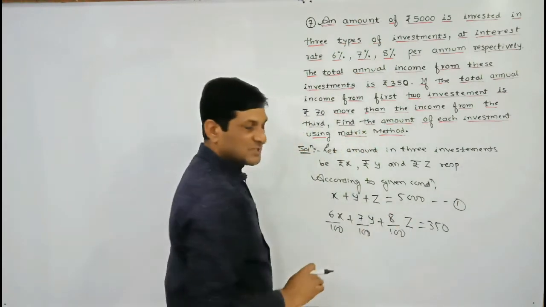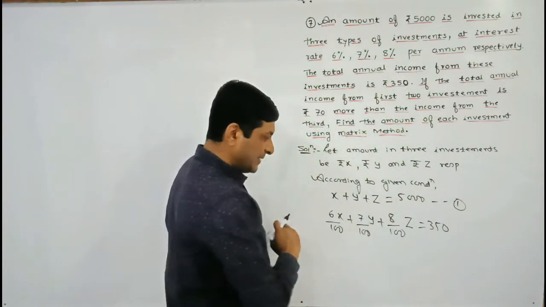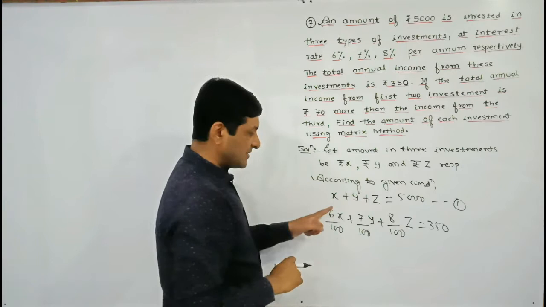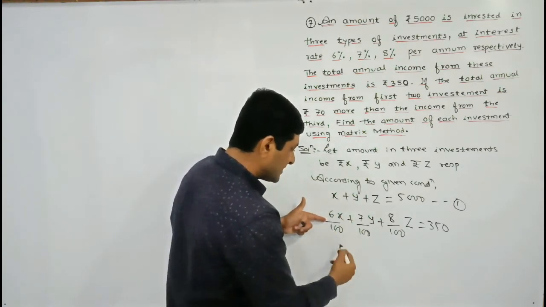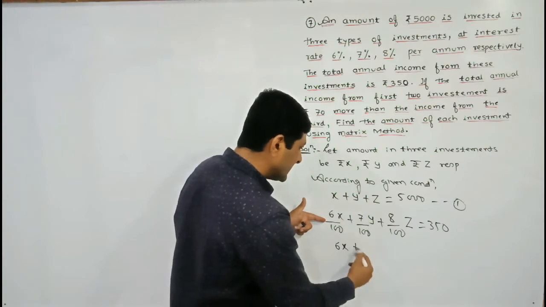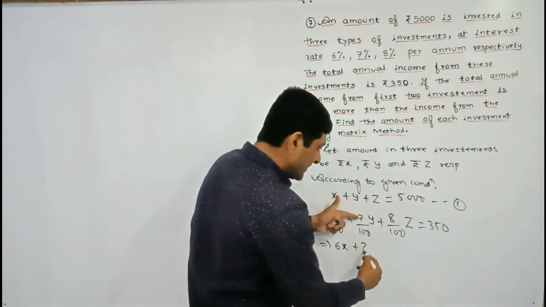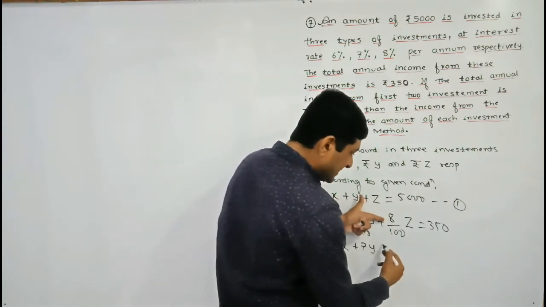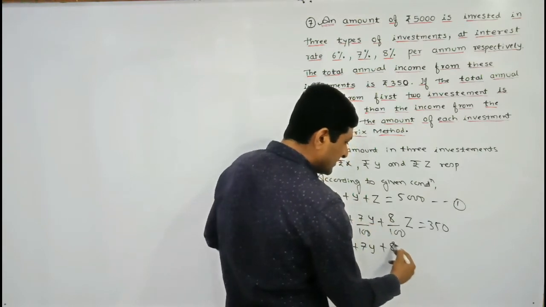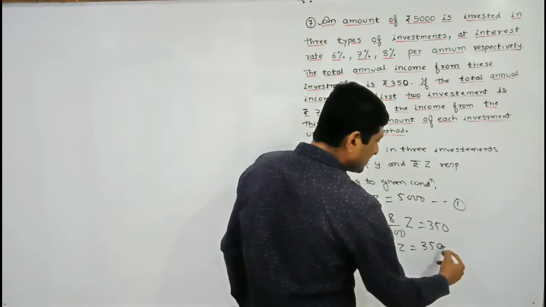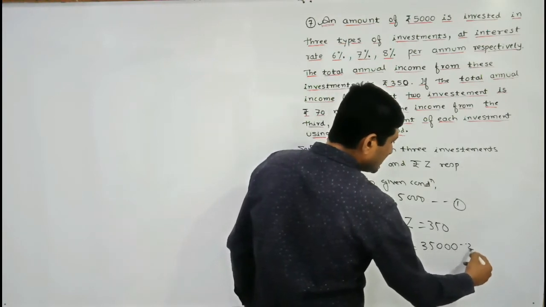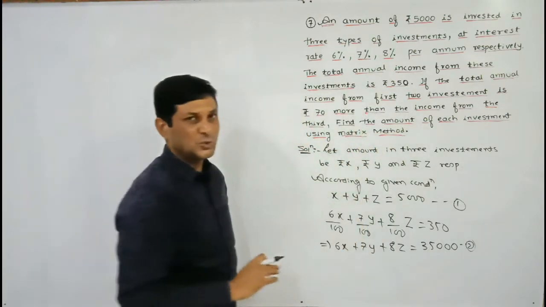Let us write down this equation in the simplest form. I am simply multiplying both sides by 100 to eliminate the fraction. If I multiply here by 100, the 100 will get cancelled and we will get 6x. Here we will get 7y. If I multiply here by 100, the 100 will get cancelled and we will get 8z. And on this side, multiplying by 100, we will get 35,000. Let us denote this by equation number 2.